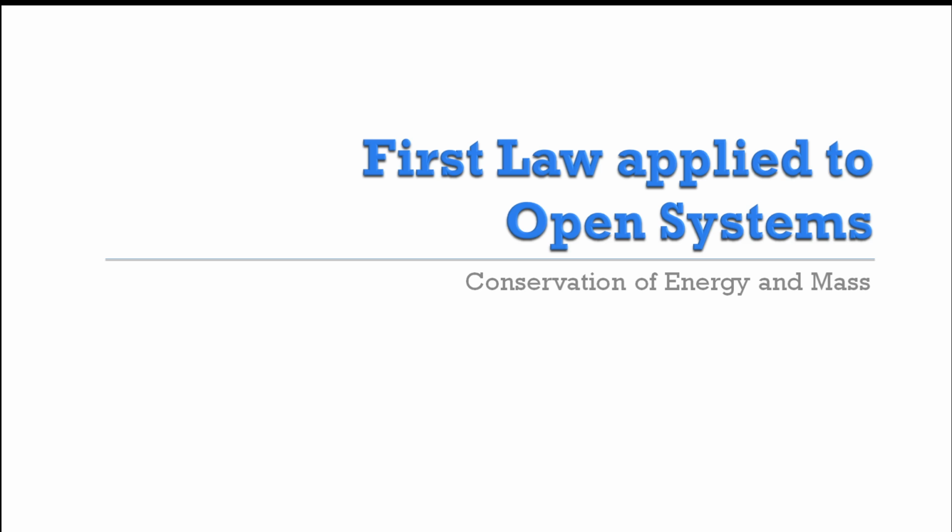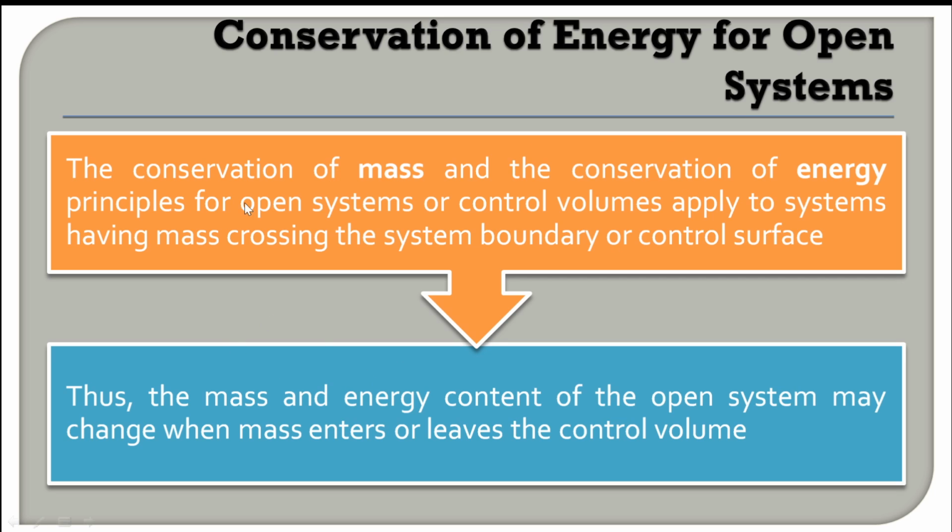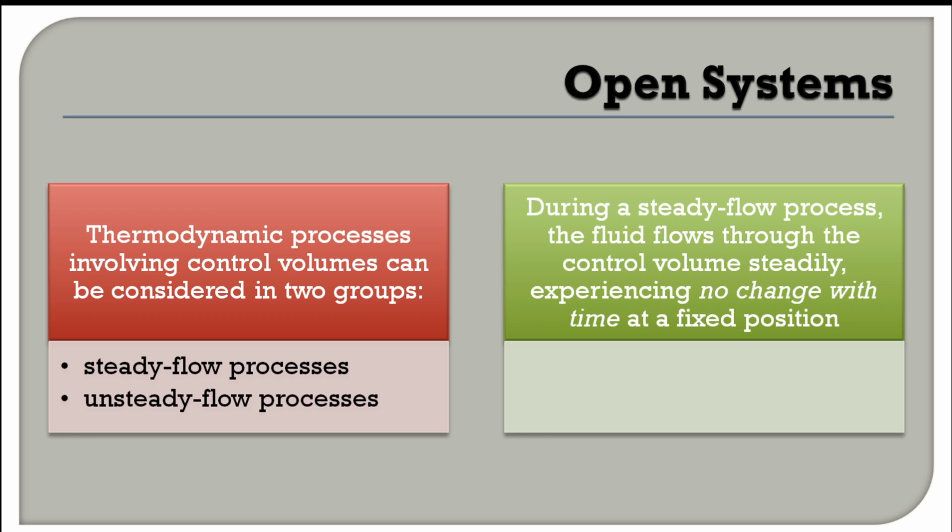First law applied to open systems. The principles applied in the analysis of open systems are conservation of energy as well as conservation of mass. Both these principles will be applied to an open system or control volume. Control volume is another name for open system because the volume can change. On the other hand, a closed system is also known as control mass. The mass and energy content of the open system may change; it is not necessary, but there is every chance that it may change when mass enters or leaves the open system.